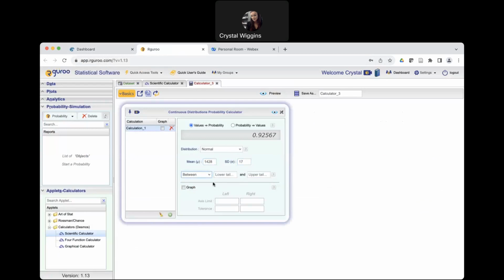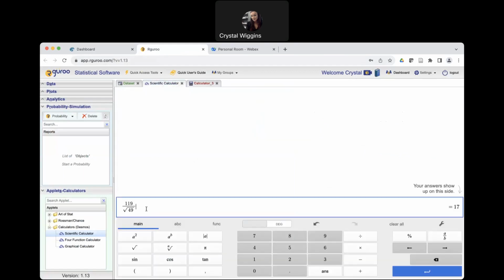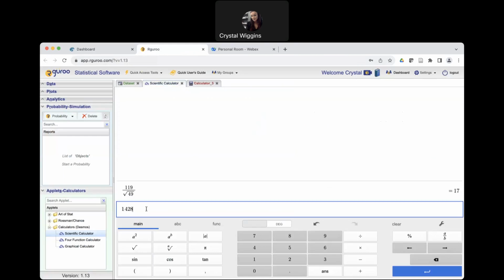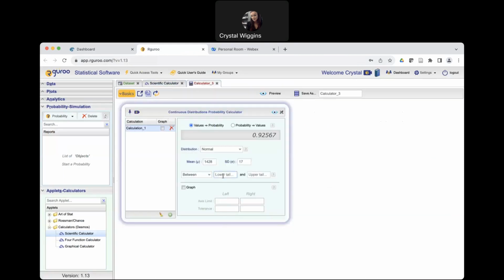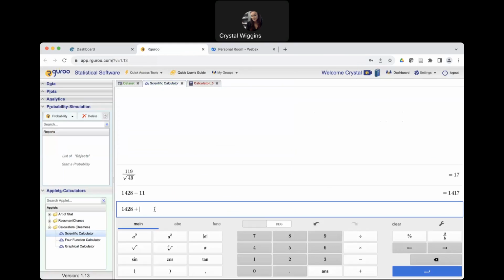I'm going to have to calculate the lower and upper limit by taking the mean and subtracting the differ amount to get the lower limit. And then I'll take the mean and add the differ amount to get the upper limit. So let's take a look. I know my mean is 1428 and my differ amount is right here, the 11. So let me come over to my calculator so I can show you. 1428 minus 11. So 1417 is my lower limit. Type that in here. Come back to the calculator. I'm going to do 1428 plus 11. And that gives me 1439 for my upper limit.